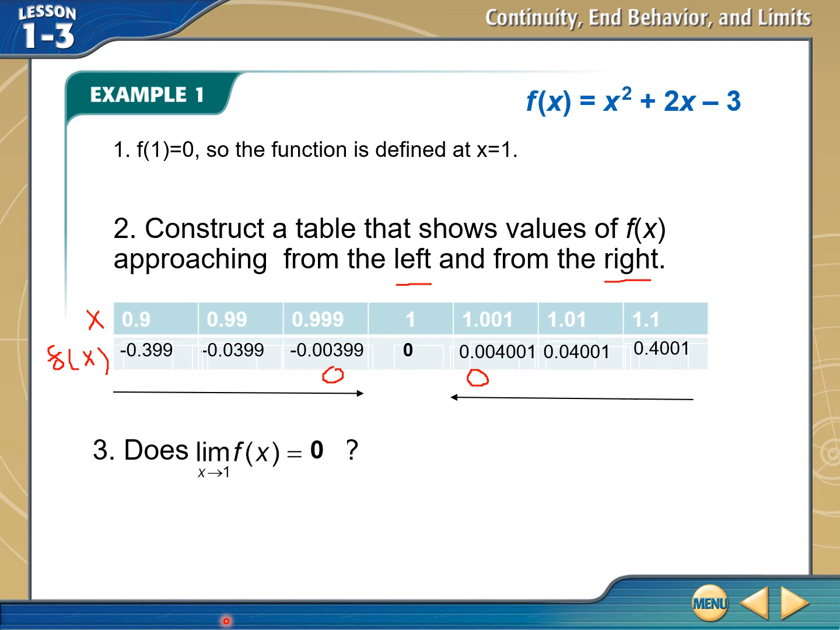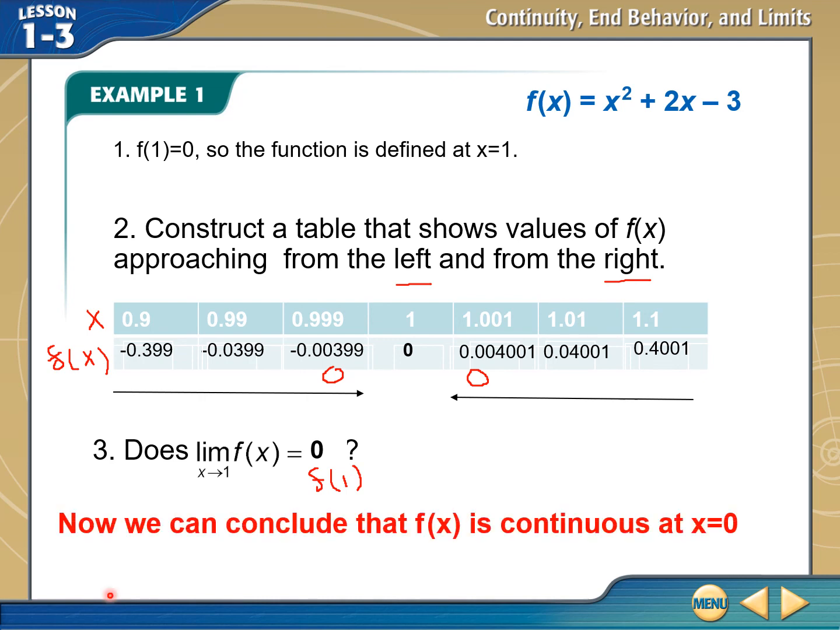So now, what is this 0 that I wrote over here? It was f of 1, because the last step, if you remember, is that we need to prove that 1 and 2 are equal to each other. So step number 1, f of 1 was equal to 0, as we saw. And step number 2, the limit as x approaches 1 of f of x is also equal to 0. So what did we conclude over here? Now we can conclude that f of x is continuous at x equals 1.